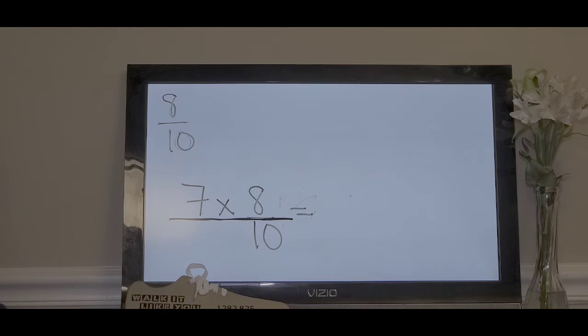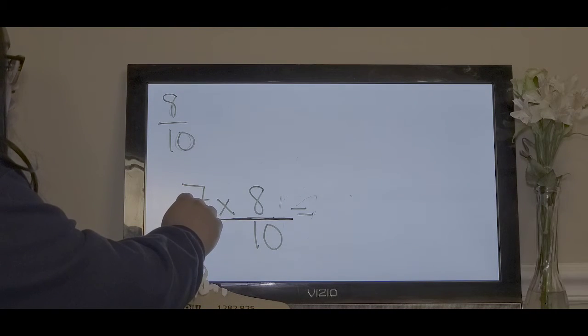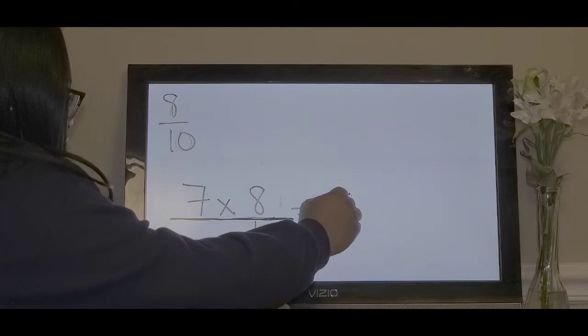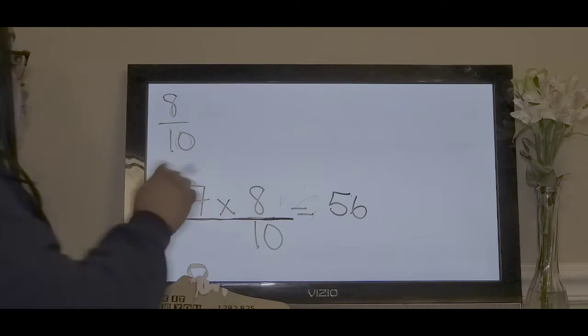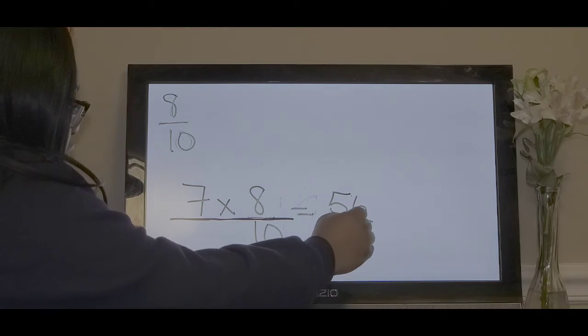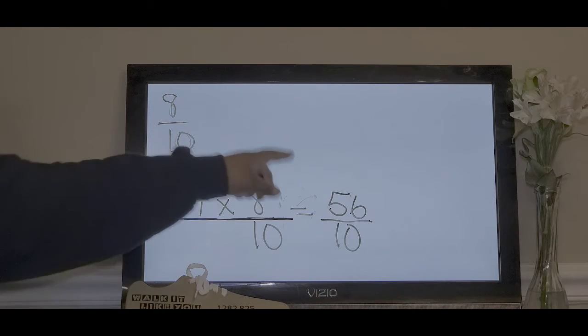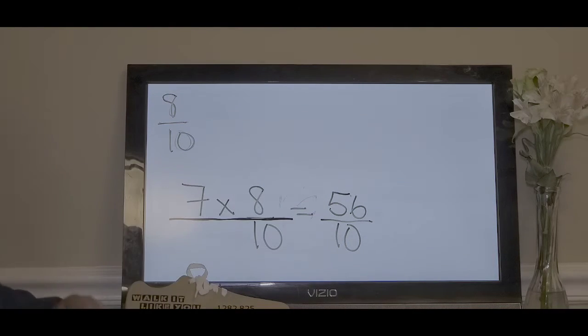7 times 8 tenths. 7 times 8 will give me 56. And do we multiply the bottom, or the denominator part of the fraction? No, we don't. So now I have 56 tenths. I don't think we can leave the numerator bigger than the denominator. So what we need to figure out is how many times 10 can go into 56.